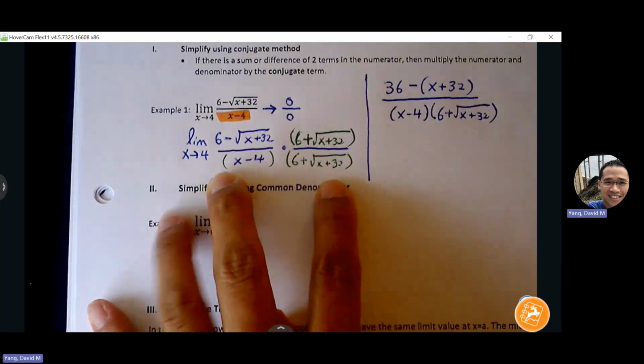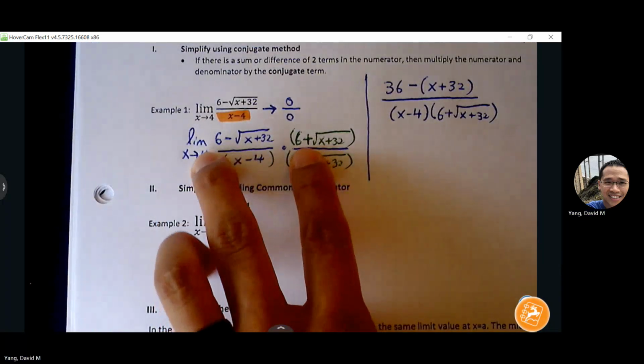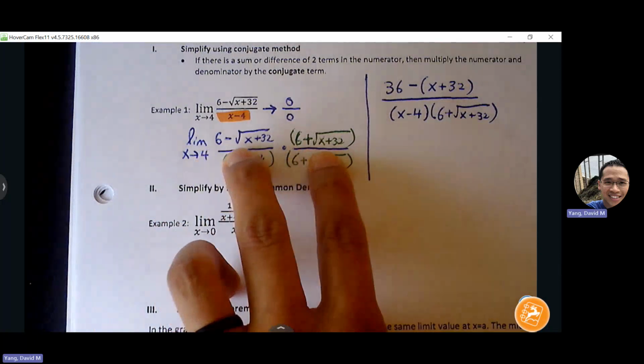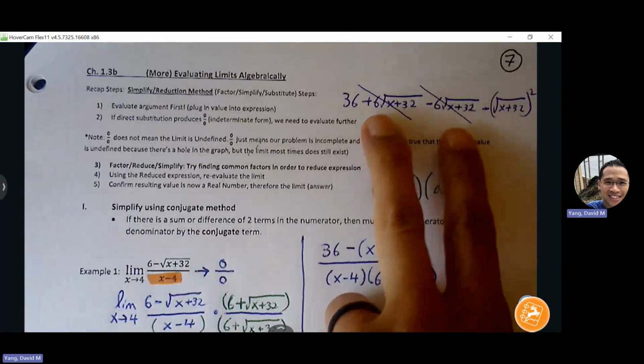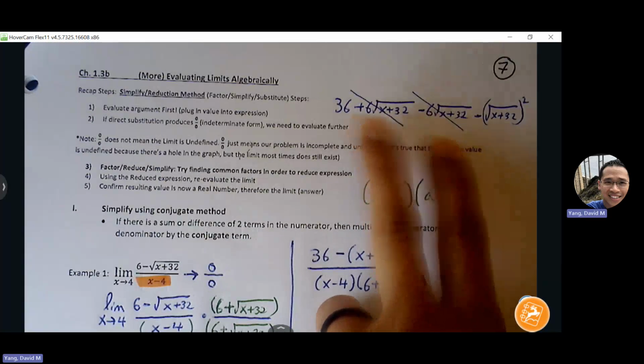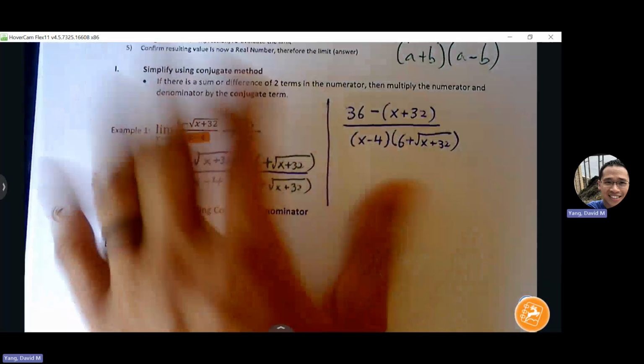So we're going to expand. So when we expand, 6 times 6 is 36. The square root becomes just x plus 32. We talked about how we know the middle terms will just drop out. So we don't have to go through and deal with the middle terms.